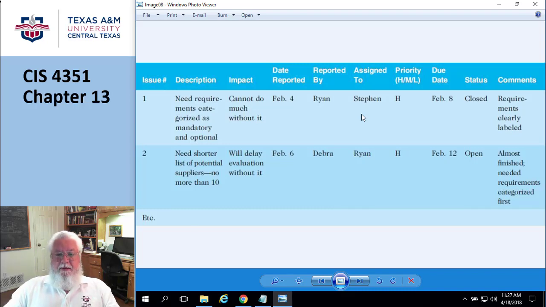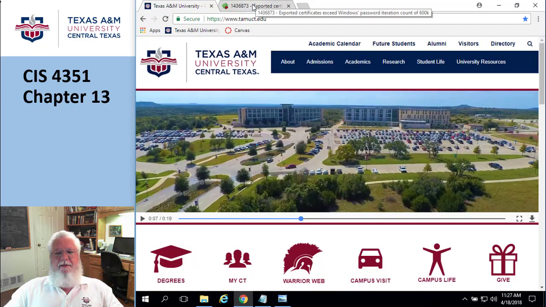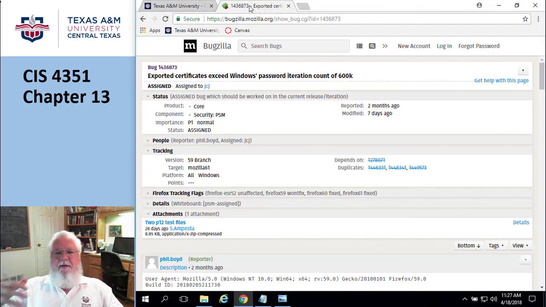Okay. Now, I use this example a lot in this course called Bugzilla. I just want to show you an example of a Bugzilla thing. Bugzilla is a free piece of software. You can download it and install it. It's basically from the same people who make the Firefox browser, the Mozilla people.